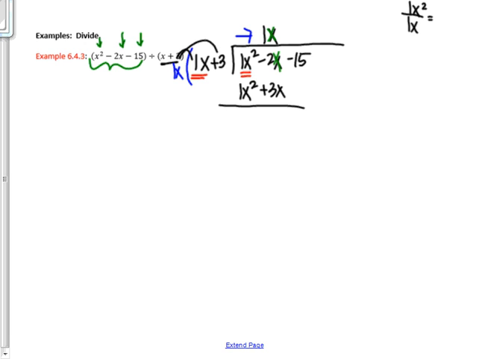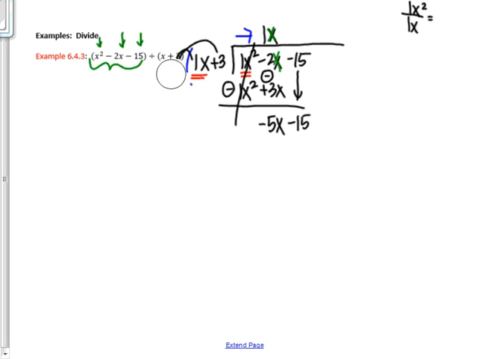Draw a line, change your sign. So these both go negative. They're both positive right now. You change them, and you add or subtract. So 1x squared minus 1x squared cancels. It always should. And then what's a negative 2x minus 3x? That's a negative 5x. Bring down your negative 15.